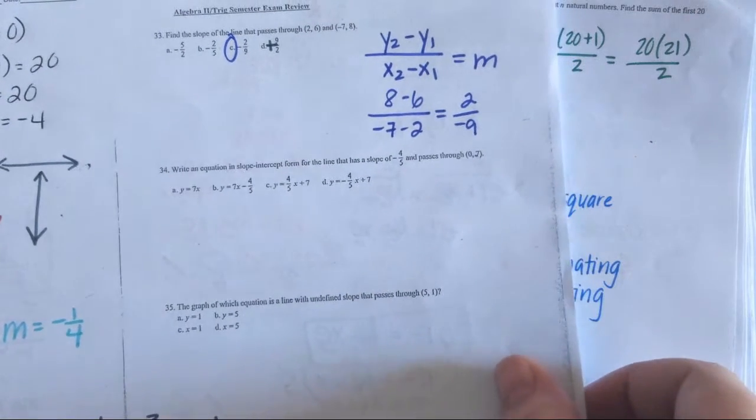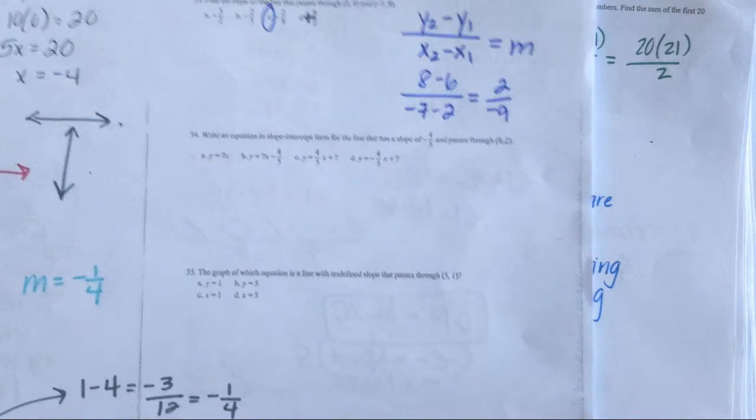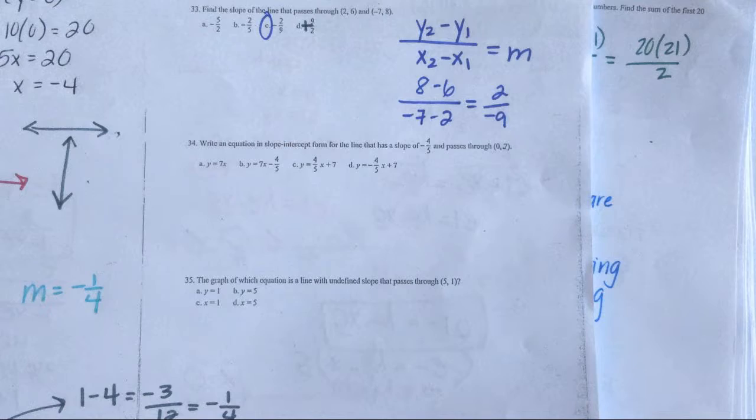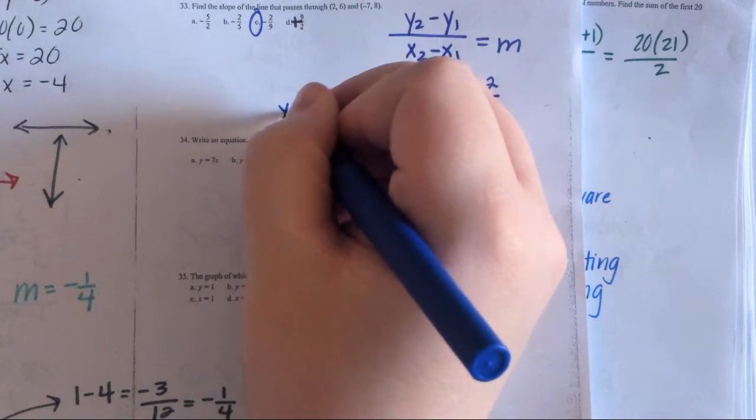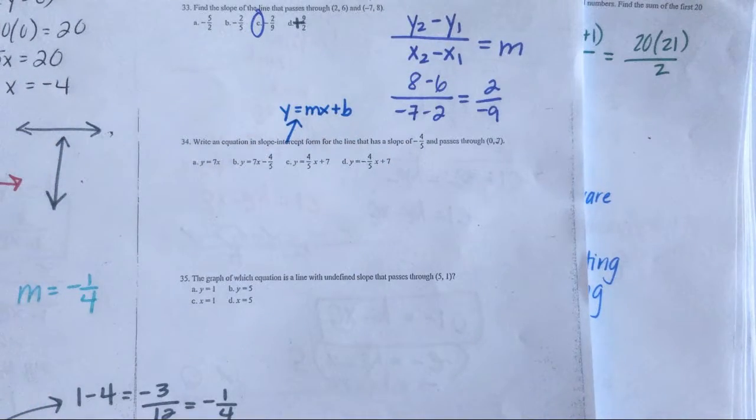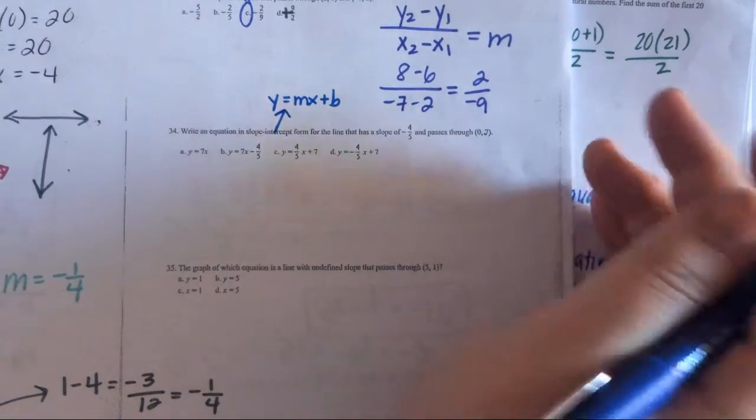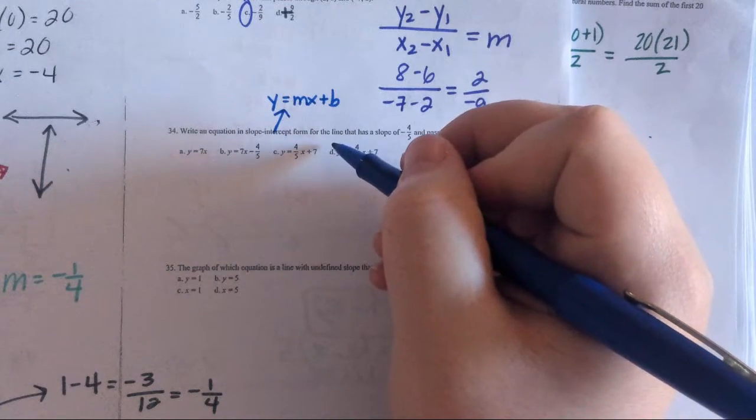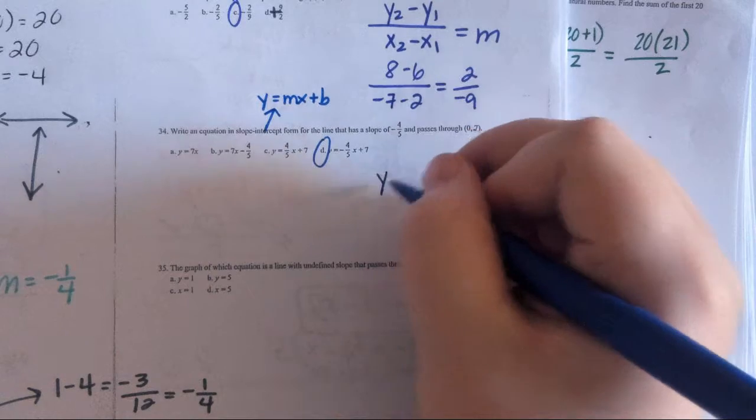34 asks us to write an equation in slope-intercept form for the line that has a slope of negative 4/5 and passes through 0, 7. So slope-intercept form, what is that? y equals mx plus b is what we need to put it in. It is D. This one was actually really easy.